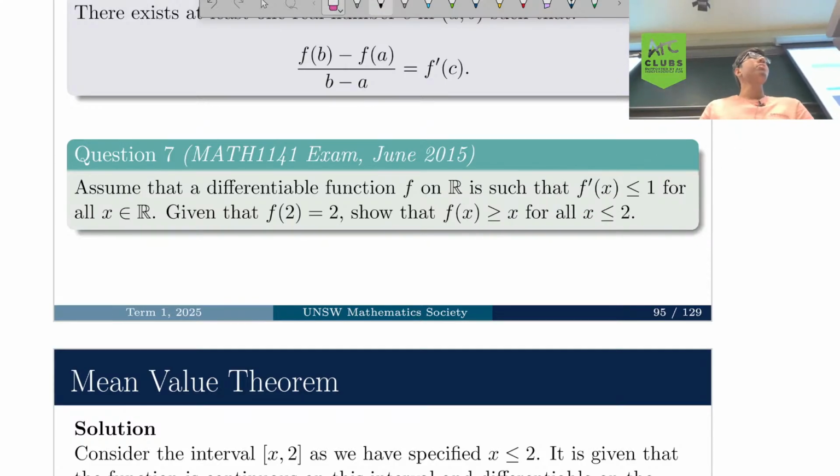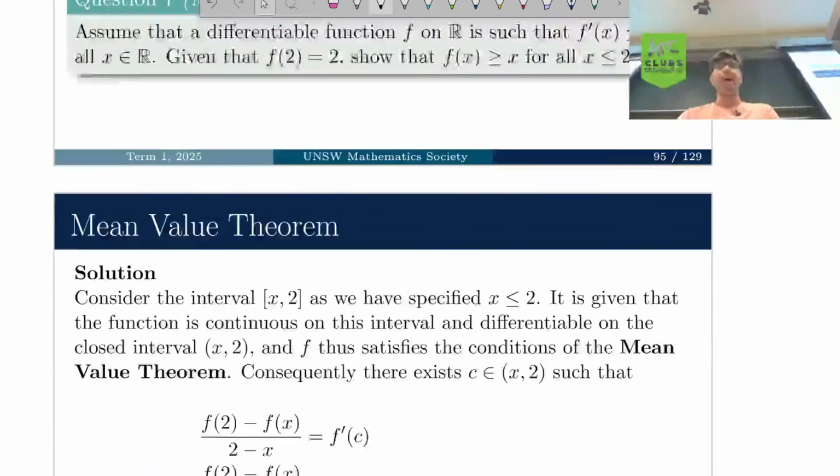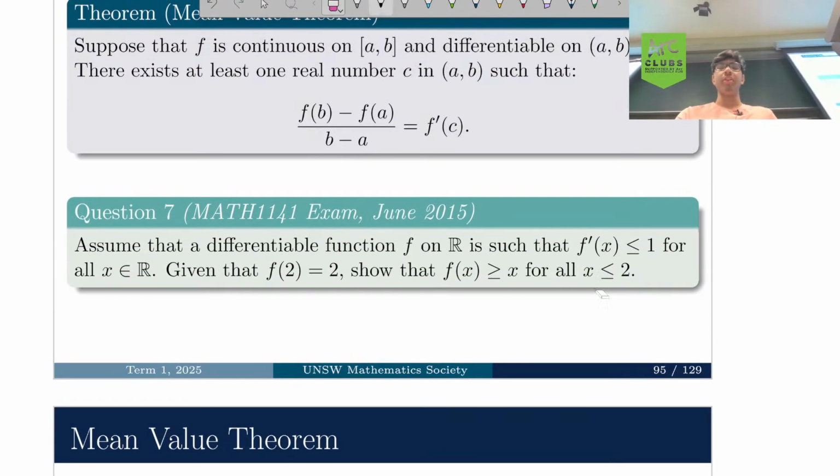So assume that f is a differentiable function on the real numbers such that the gradient f'(x) is less than or equal to 1 for all x. Okay, that's interesting. Given that f(2) is 2, also interesting, so I've gotten one point there. It's asking me to show that f(x) is greater than or equal to x for all x less than or equal to 2. Okay, so what can I do with this? Well, hopefully it's a little bit intuitive that there are some telltale signs: inequalities, the fact that it's differentiable. I might have to use the mean value theorem here. And let's see how I can apply it.